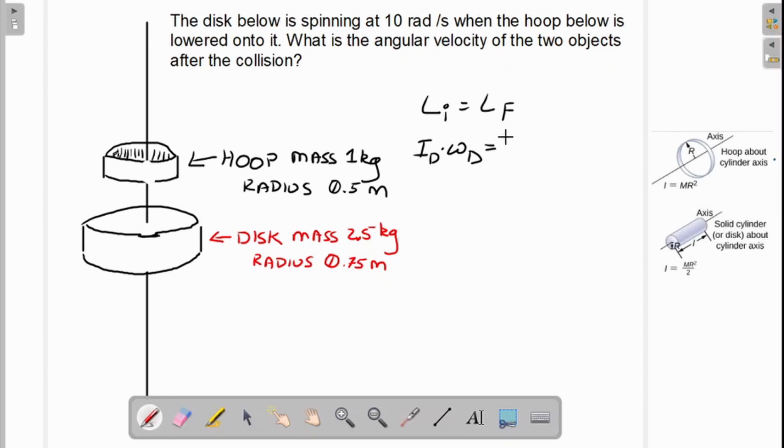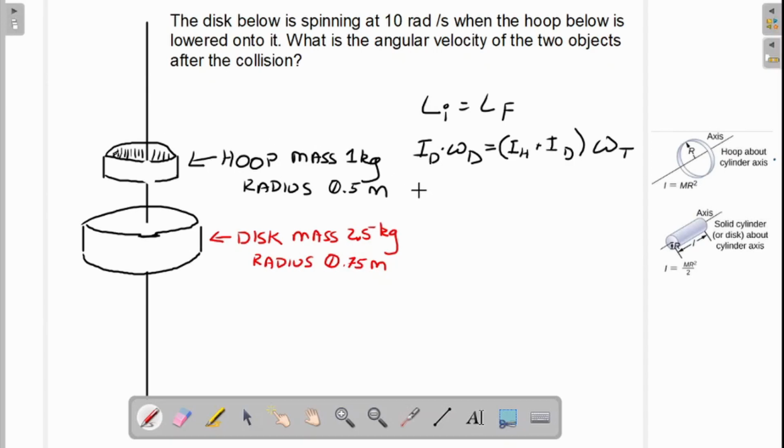Well, the simple answer is we just take the two objects and add their moments of inertia to get our total moment of inertia. When two objects stick together, in this case, their moment of inertia is equal to the sum of their individual moments of inertia. So in this case, I of the disk times omega of the disk, your initial angular momentum, because the hoop isn't initially rotating, will equal the sum of their moments of inertia times the total angular velocity of the two objects after. This is straightforward.